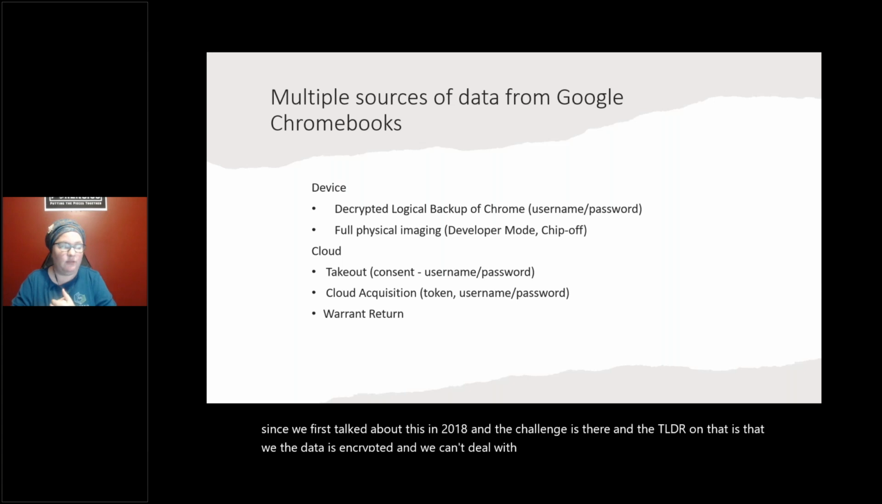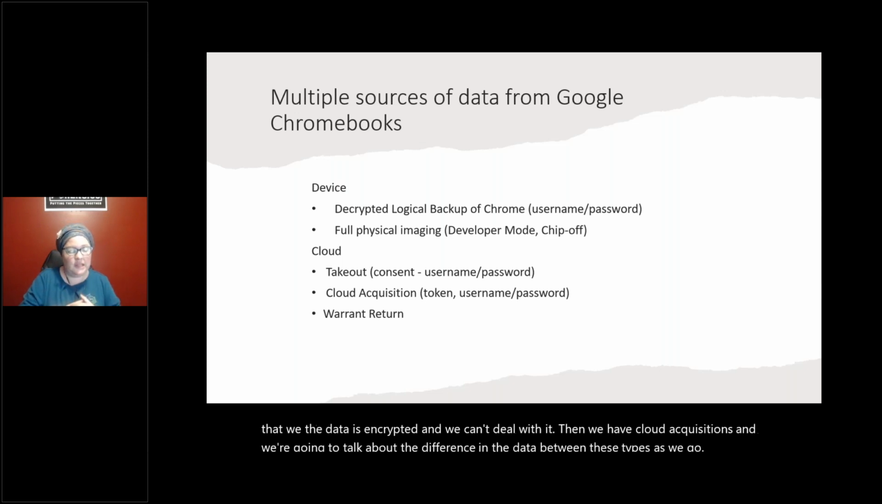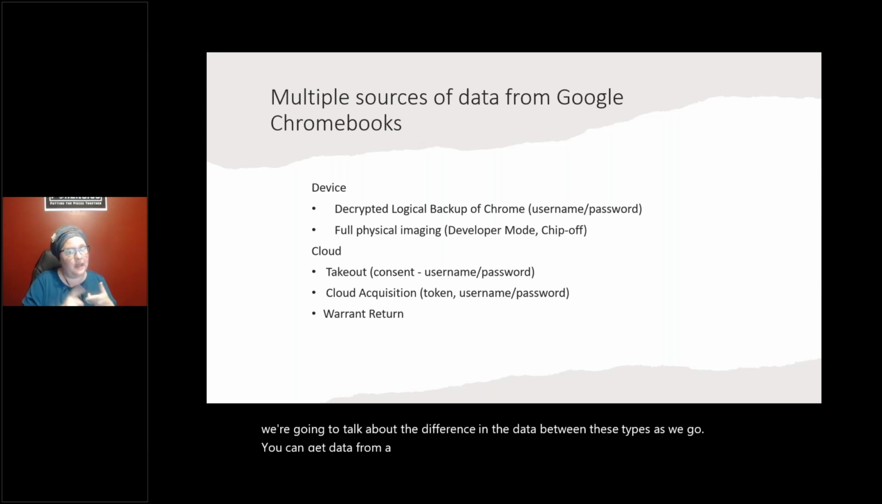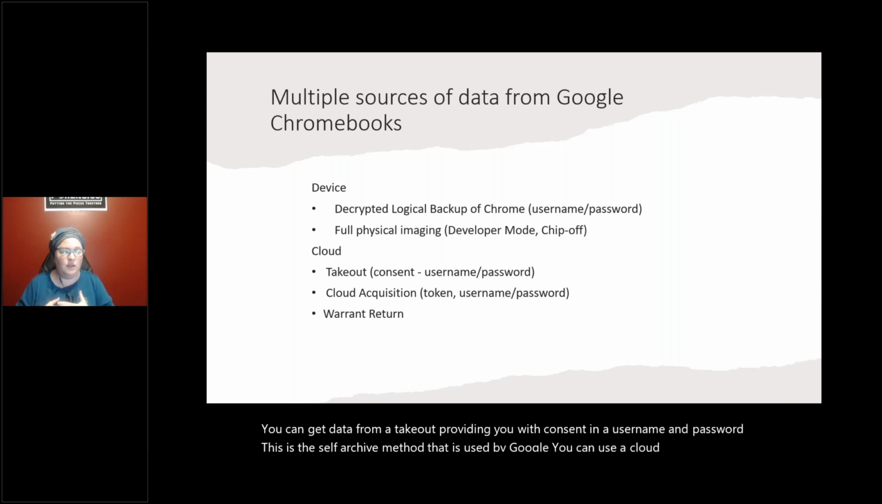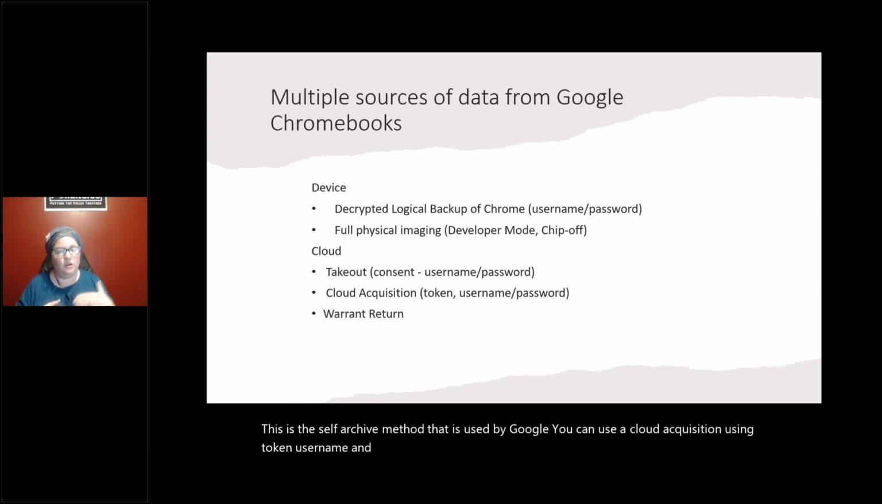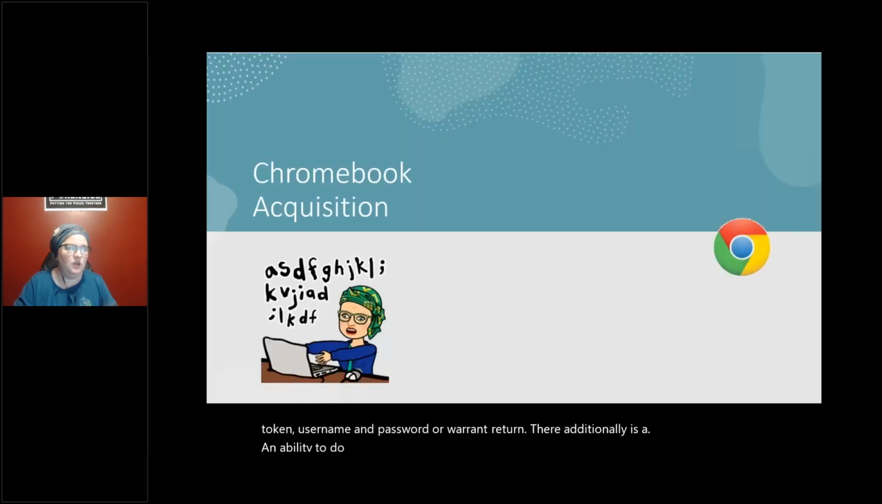Then we have cloud acquisitions, and we're going to talk about the difference in the data between these types as we go. You can get data from a takeout, providing you have consent and a username and password. This is the self-archive method that is used by Google. You can use a cloud acquisition using token, username, and password, or warrant return. There additionally is an ability to do an enterprise takeout. So let's get into this Chromebook acquisition.